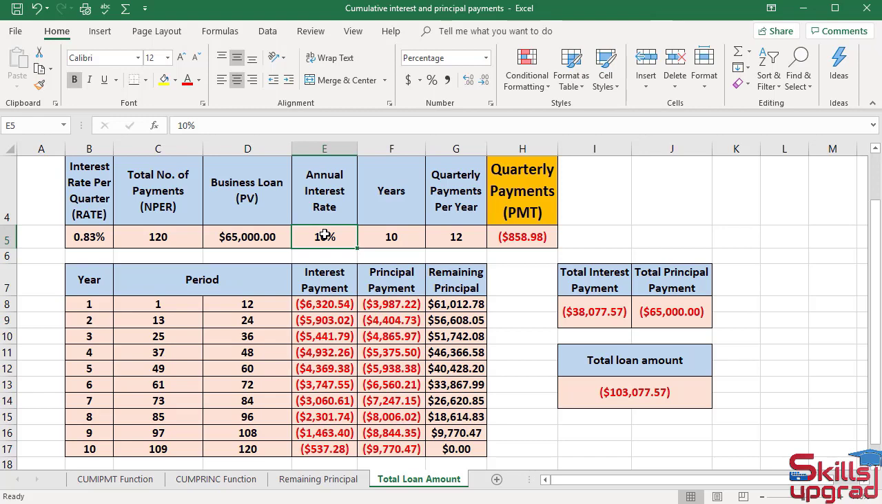Again active this cell, type 7. Press enter key. So company repays to bank total interest payment $25,564.61 and total principal payment $65,000 with 7% annual interest rate. The sum of these two values is $90,564.61.